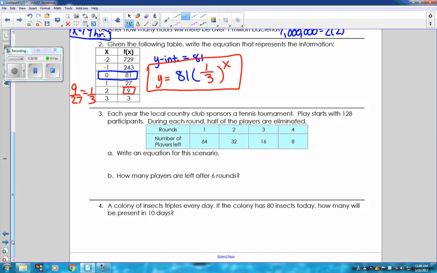When our numbers are decreasing, because if we look at our chart, we start off at 729 and we end up with 3, that means that our b is going to be a fraction. If they're increasing, our b is going to be a whole number.